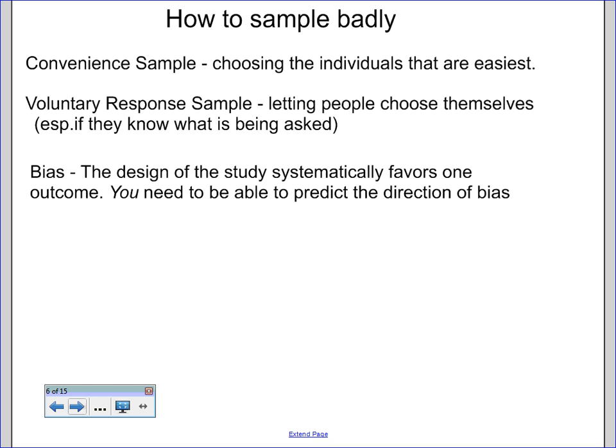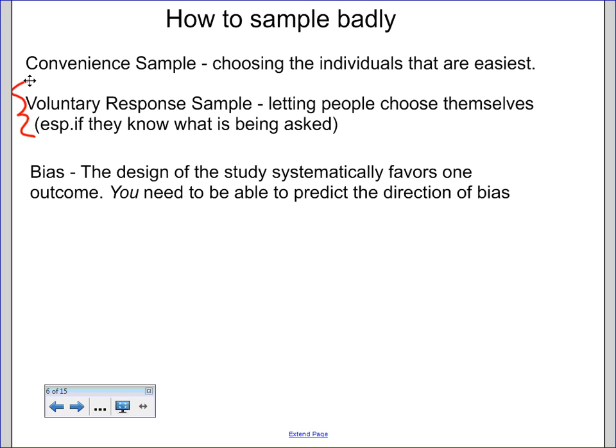So most people don't know how to create a sample. If you don't select people randomly, you just get a big mess. If you just choose the individuals that are easiest, you're going to get really bad data. It's not going to be representative of the population. And the classic example of this is the voluntary response sample.